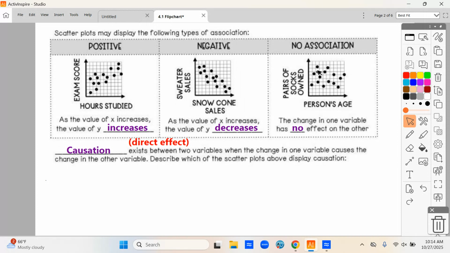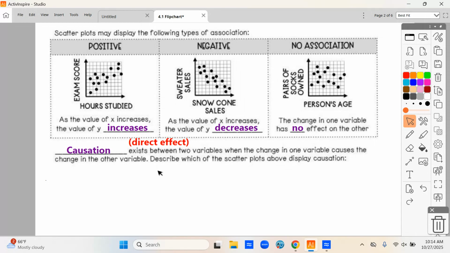And then there's also this hot mess, which we would call no association, because it's not increasing nor is it decreasing. The change in one variable has no effect on the other. Now, association and causation are two different things. Causation exists between two variables when one changes affects the other. So think cause and effect is causation.